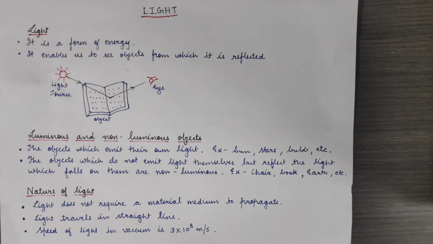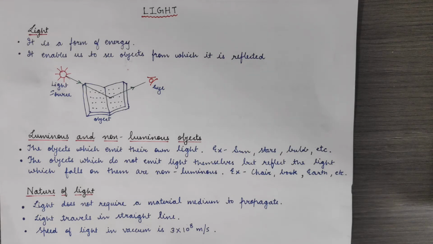Now let us move towards other important terms, luminous and non-luminous objects. First of all, understand what luminous objects are. The objects which emit their own light, it means those objects which are light producing objects, the objects which have light of their own, are known as luminous objects. For example, sun, stars, bulb, candle, torch, and many more.